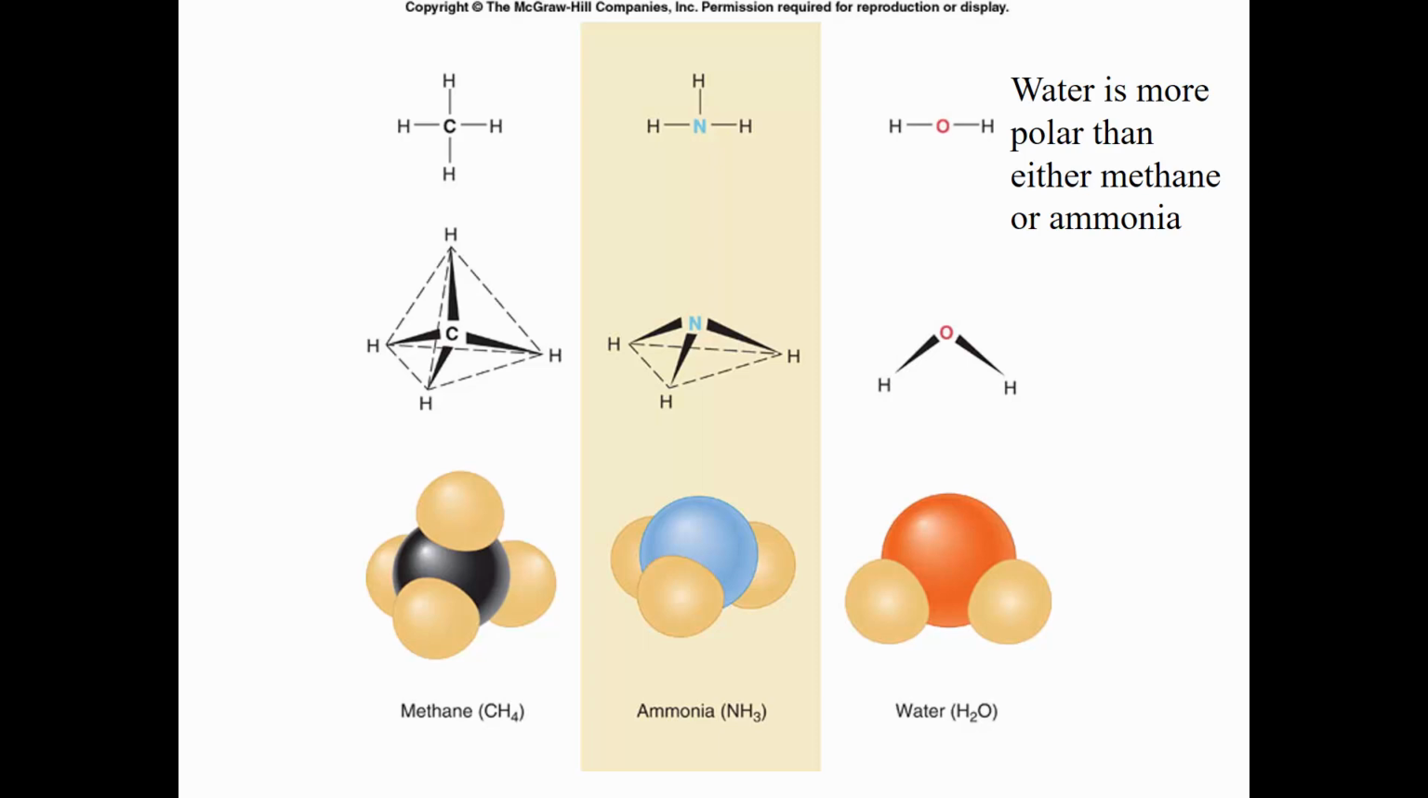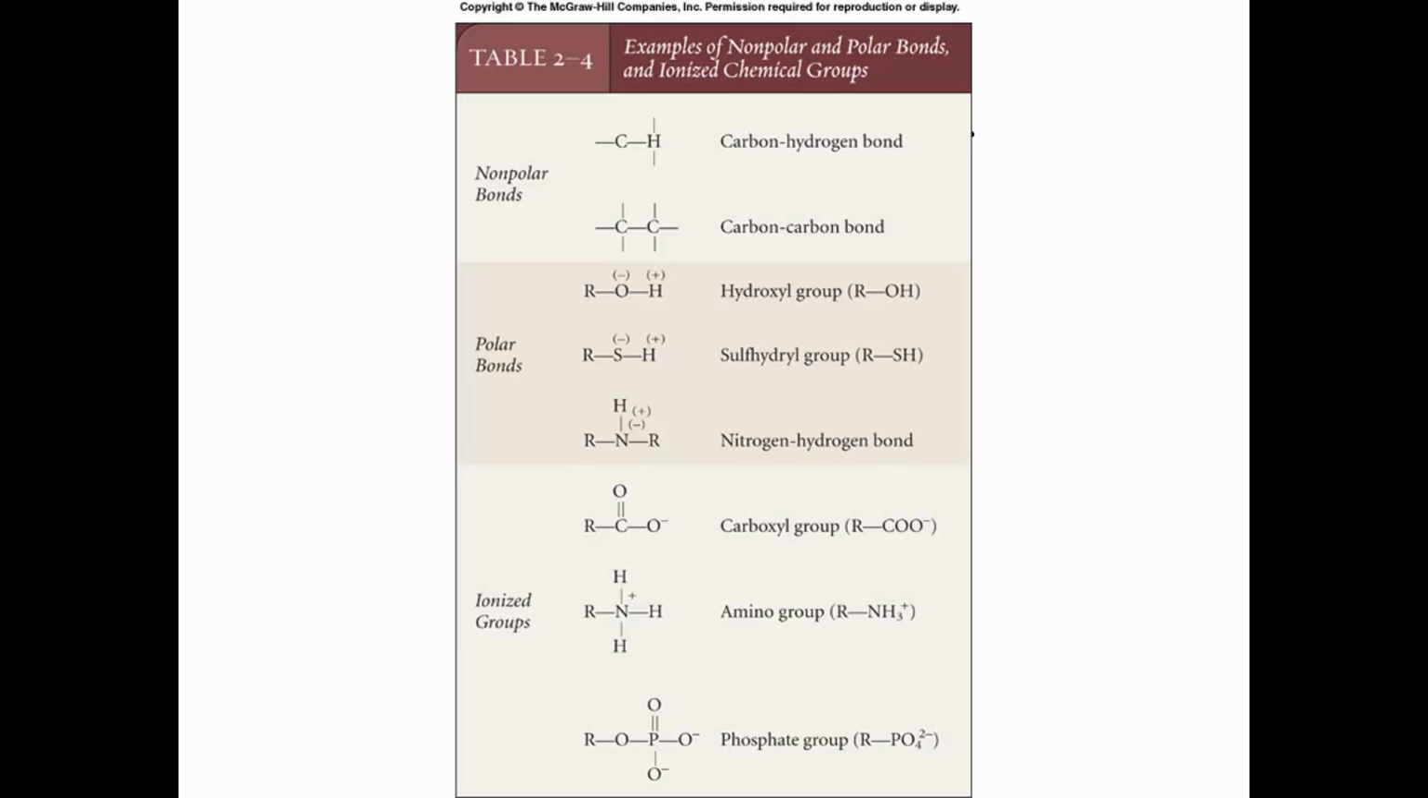Methane and ammonia are molecules that would be able to go through a lipid membrane because they're much less polar, they're nonpolar. So it's a good idea to be familiar with some of the side chains we can encounter in biological molecules and get an idea of the polarity or not.